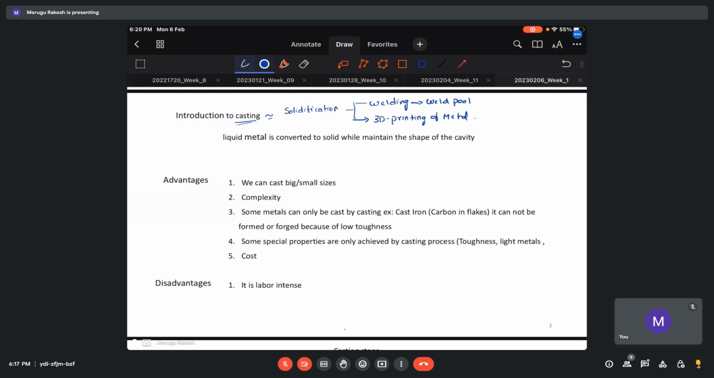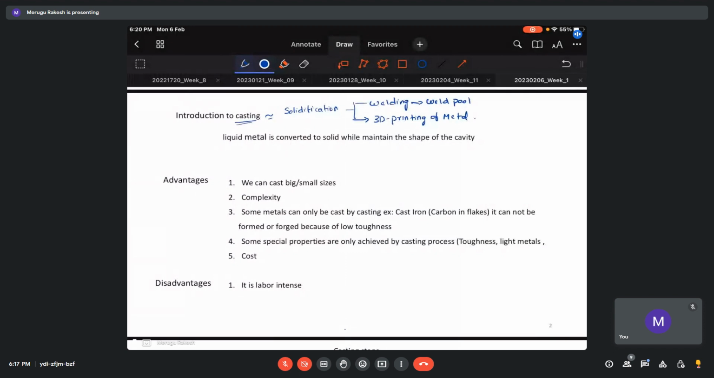You can do that by using forming also. Suppose if I want to get a certain shape, I can use good forming tools or dies. I can get the required shape, that also I can use. But in casting we are making use of fluidity. That's the main basic introduction to casting.